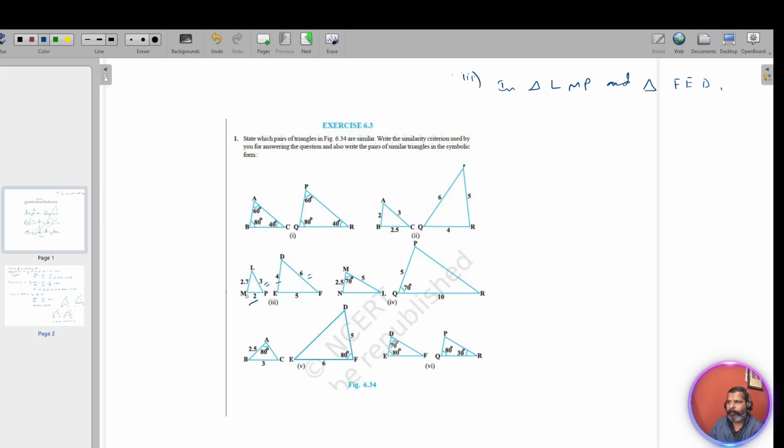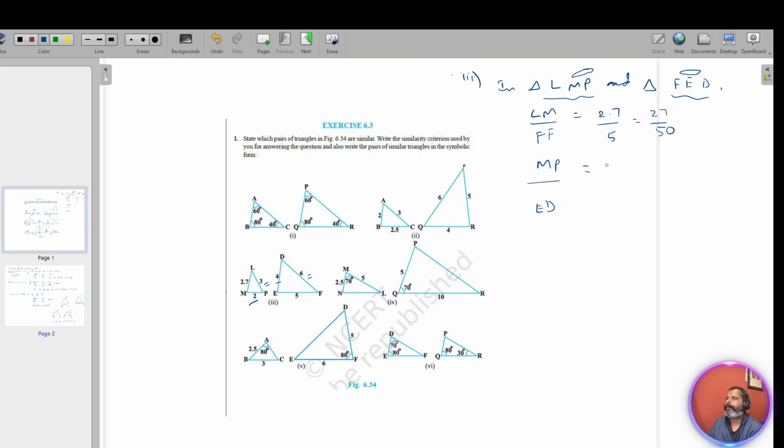So if I write LM towards MP, then 4 towards. That's how we write. So just write LM by FE. Don't look at the figure now. Even if you look at the triangle letters, once you write them properly, you get the pairs. LM is what? 2.7. FE is what? 5. 2.7 by 5 is 27 by 50. We leave it like that. Then you take MP. From the figure, you take MP, so you have to take ED here.